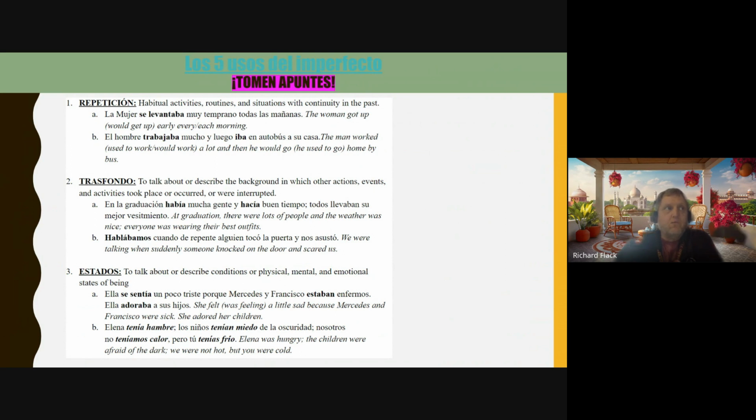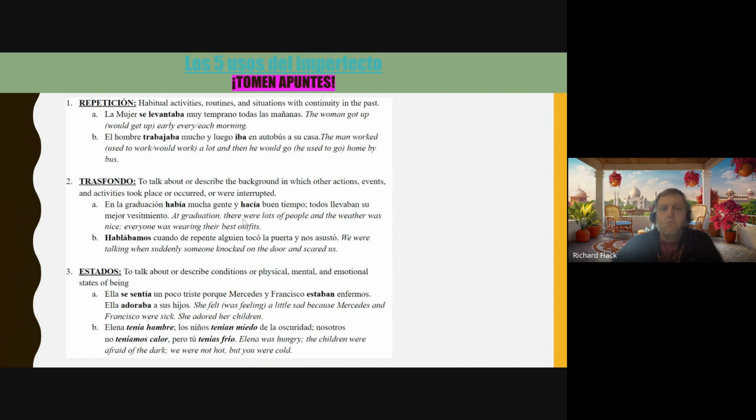So let's look at the two examples. En la graduación había mucha gente y hacía buen tiempo. Todos llevaban su mejor vestimiento. At graduation, there were lots of people. The weather was nice. Everyone was wearing their best outfits. There's nothing here that moves the story forward. It's all just background information and description.